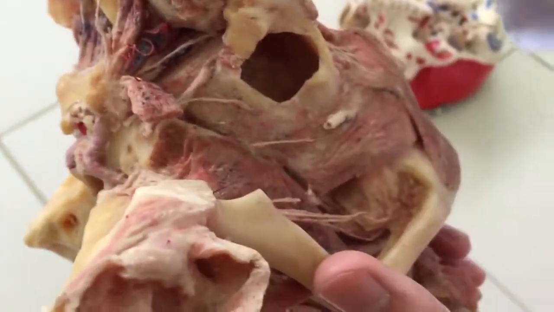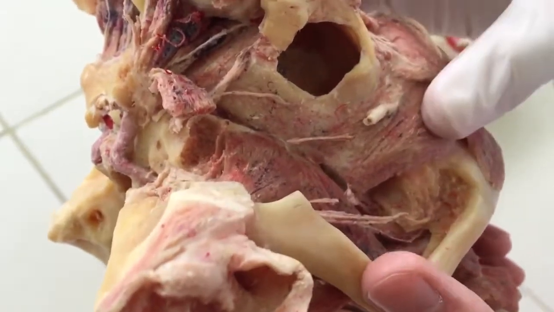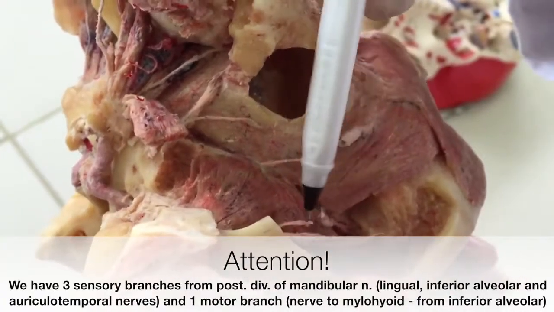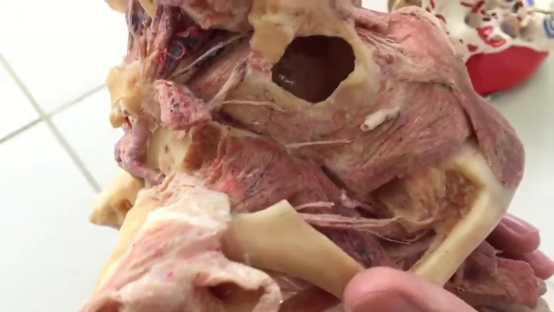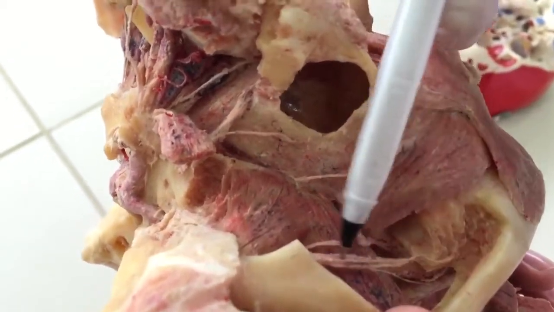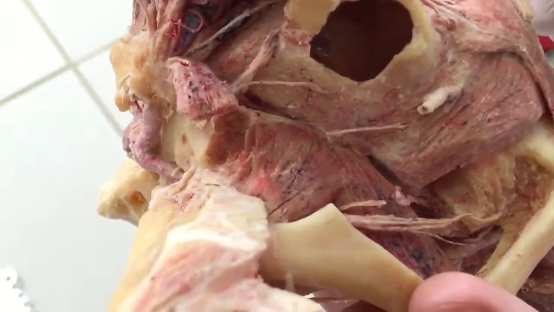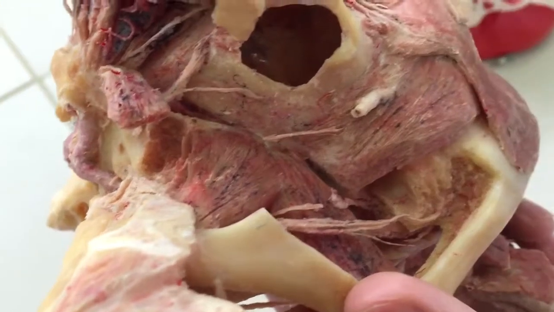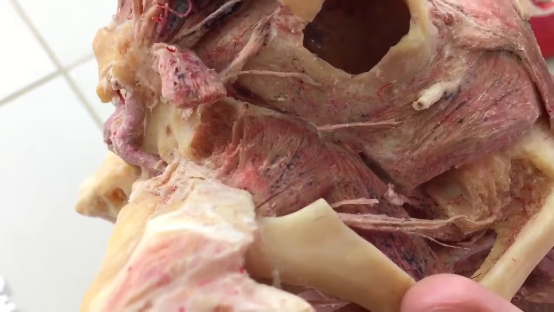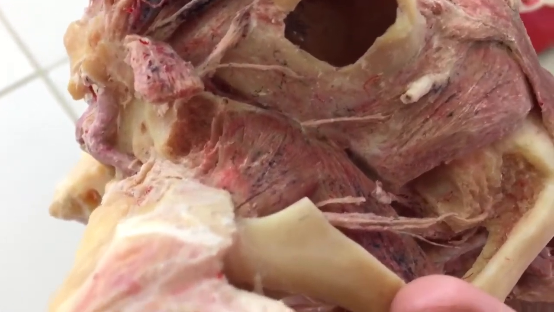About the posterior division of the mandibular, we've got mostly sensory branches and one motor branch. Now about the sensory ones, we've got the lingual nerve, this is it, and we have the inferior alveolar nerve. Of course, the inferior alveolar will then continue as the mental nerve for sensory supply of the skin of the face, and the lingual nerve will supply common sensory of the anterior 2/3 of the tongue.